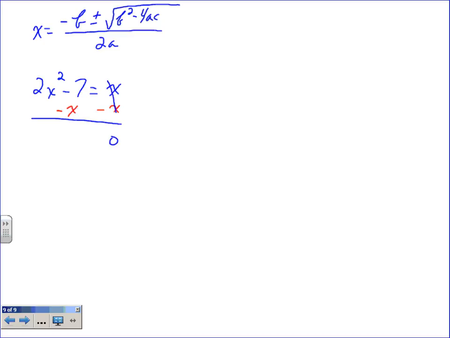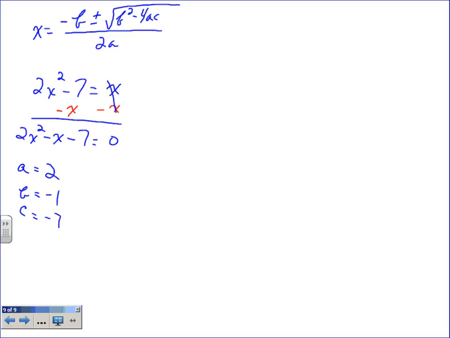x minus x, I get 0. That's what you want to do. You want to set it equal to 0. And I have 2x squared minus x minus 7. I think it's real important for your next step to identify what your a, b, and c are. What is a? 2. What is your b? Negative 1. Not negative x, but negative 1. And then your c term is negative 7.